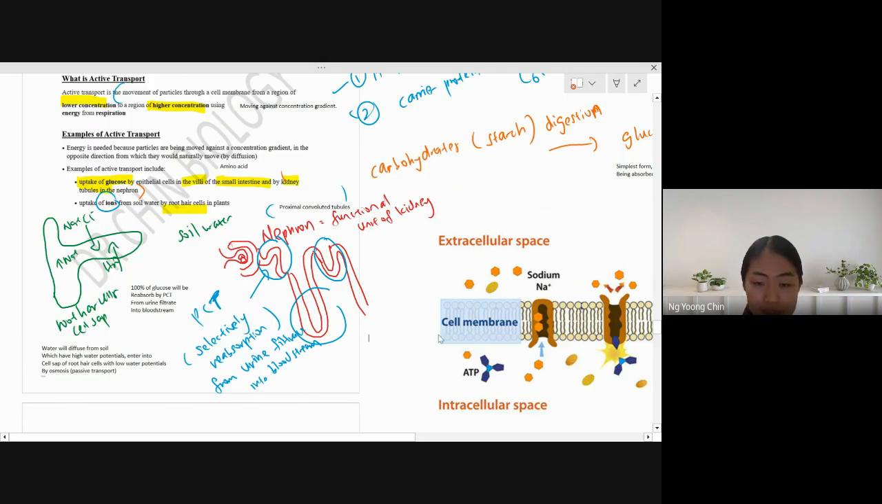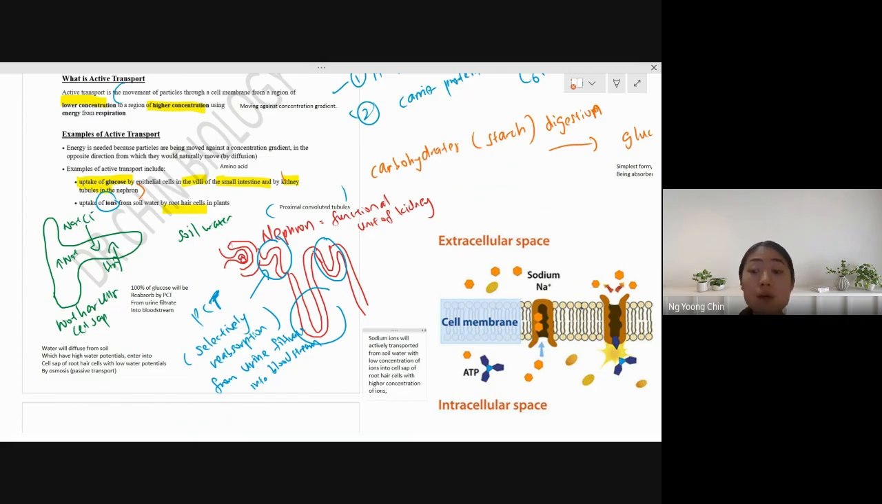So the root hair cell, the water, not water, sorry. The sodium ion, for example, will actively transport from soil water with a low concentration of ion, then enter into the cell sap of the root hair cell with a higher concentration of ion.